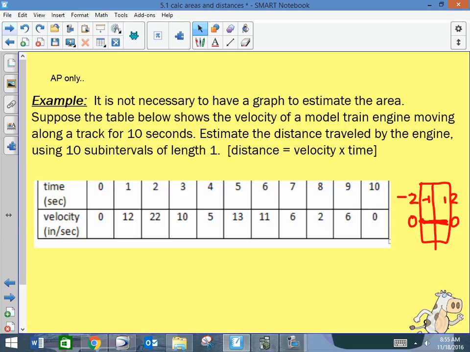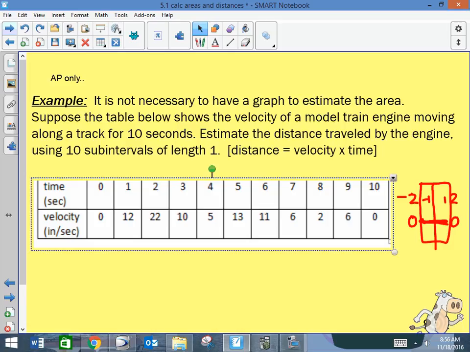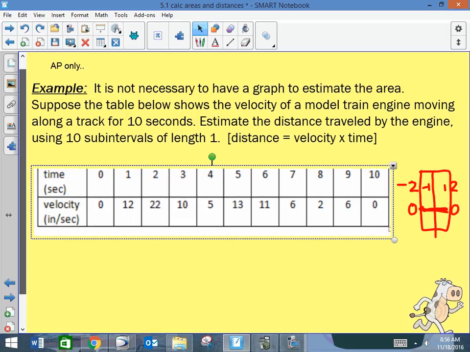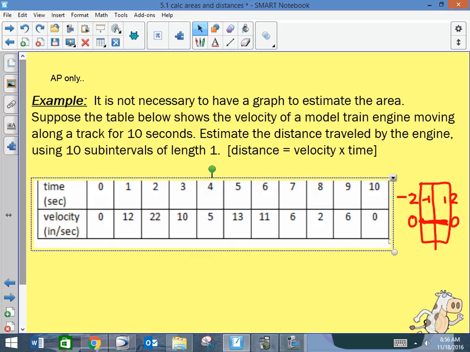Okay, so velocity, inches per second, and time in seconds. All right, it's from 0 to 10 seconds. And this one in particular is using 1, 2, 3. It's using a consistent interval. It doesn't always, so you've got to be careful about that. All right, so we are using 10 subintervals of length 1.